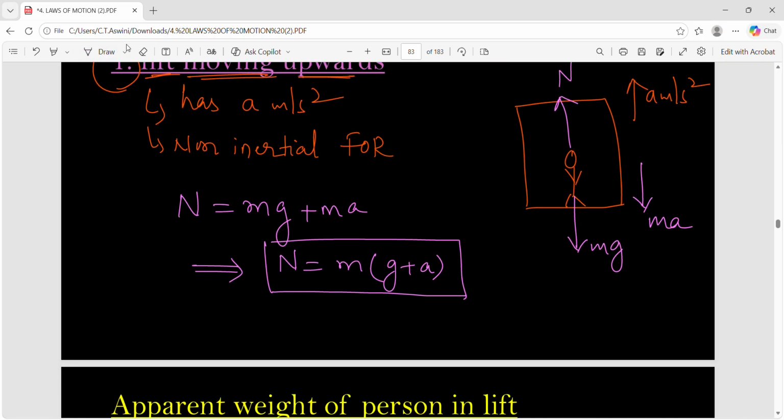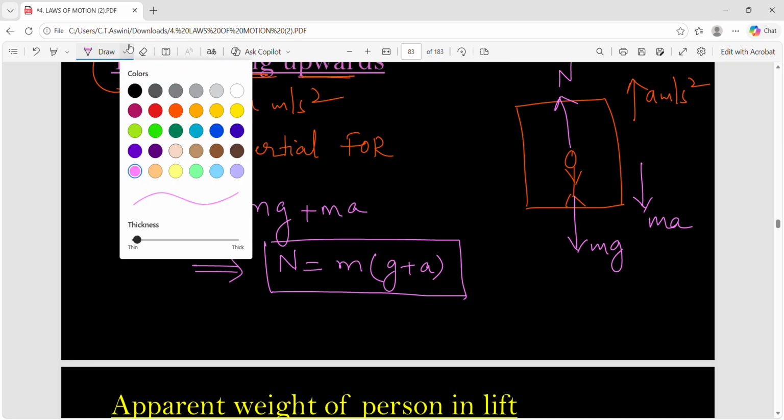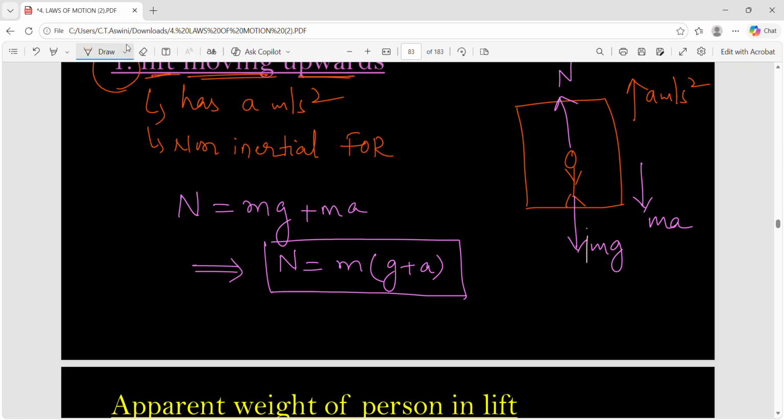Now if you see here, what is the true weight of the person? True weight of the person is mg. This is the actual weight of the person. But what is the weight felt by the person when he is in the lift moving upwards? He is feeling extra weight ma. Are you getting my point? Just consider the real life scenario. When you are moving in a giant wheel, when the giant wheel is moving upward, you will feel heavier.